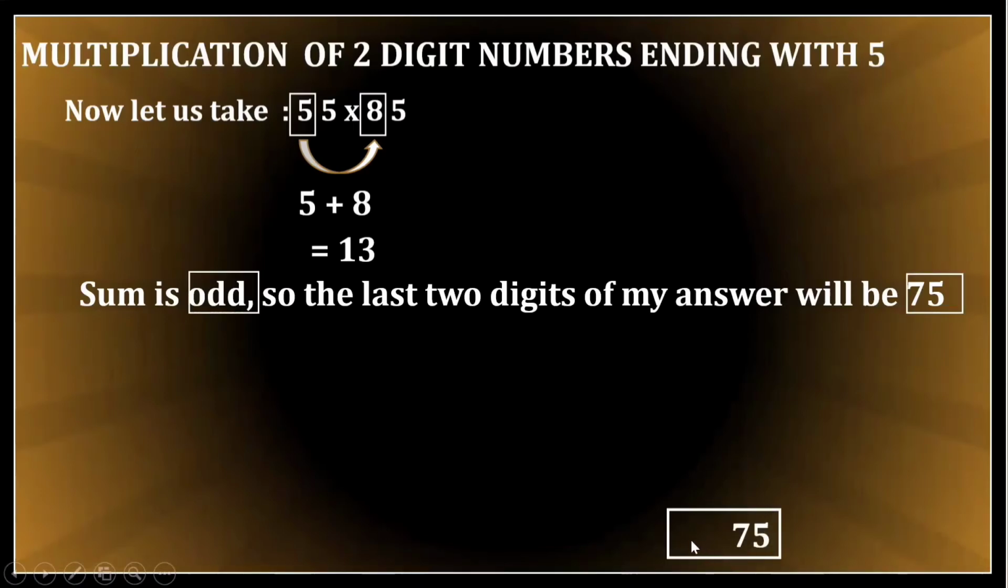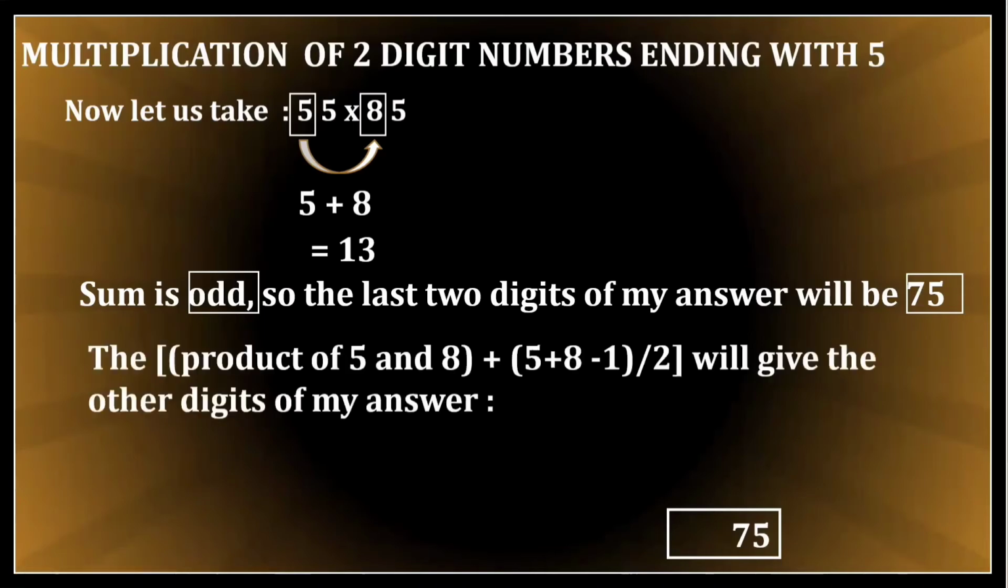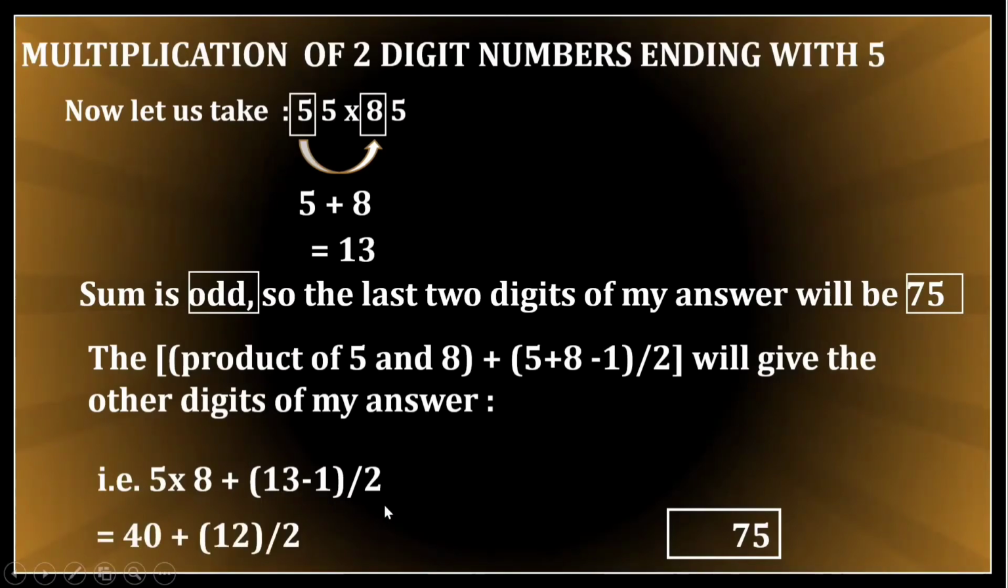What will come here? Again, the same way I will do. I will take the product of 5 and 8, and to that I will add (the sum minus 1) divided by 2. Because it's odd, I cannot divide it directly by 2 to get a complete number, so I will subtract 1. 13 minus 1 is 12. 12 upon 2 will come out to be 6. Product of 5 and 8 comes out to be 40. So I get 5 into 8 plus (13 minus 1) by 2, so 40 plus 12 by 2, that is 40 plus 6, which is equal to 46. So my answer comes out to be 4675.